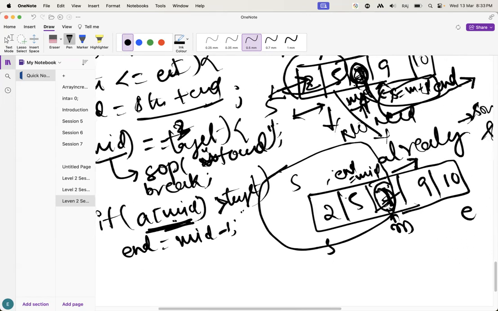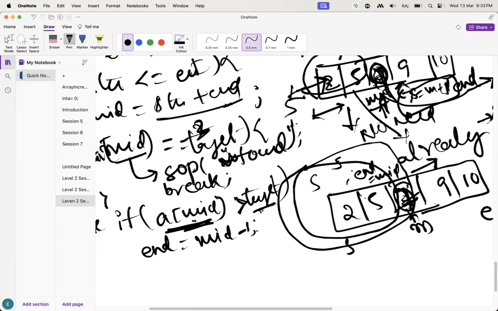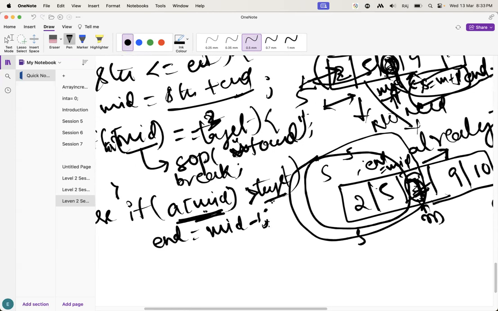Here we have taken the mid value as 7, but our target is, let's suppose, 5. That means here the mid value is greater than the target. Then the value is supposed to be before this one only, before mid only, right? So that's why the end value we are taking as mid minus 1. Guys, I hope you understand this one.